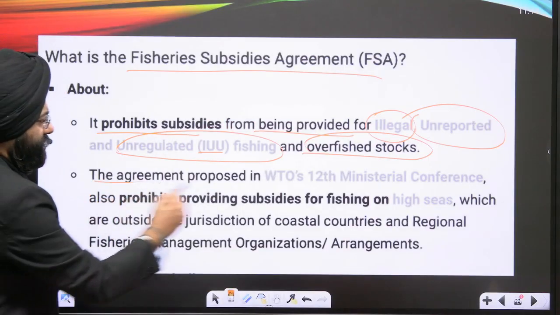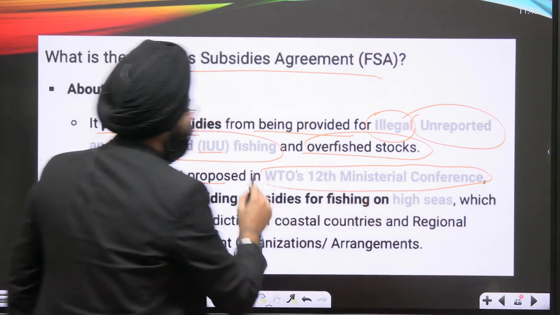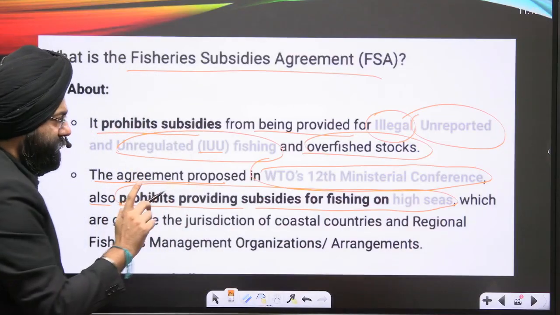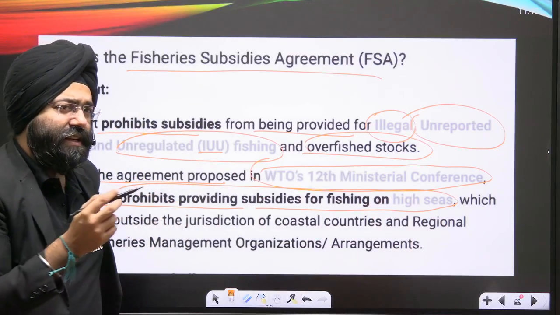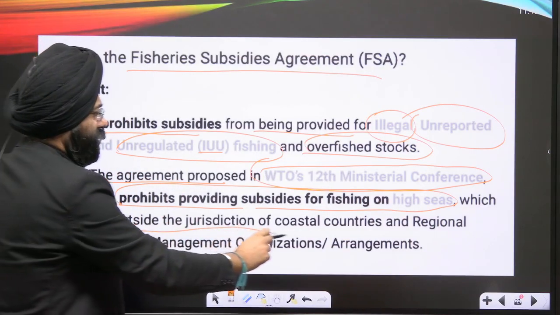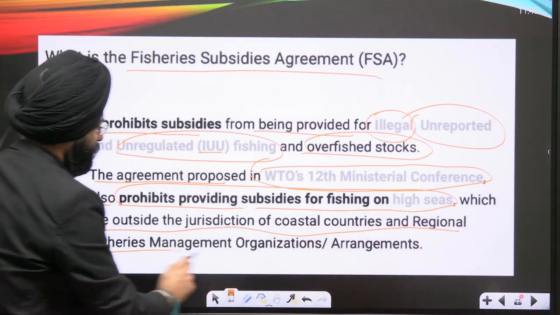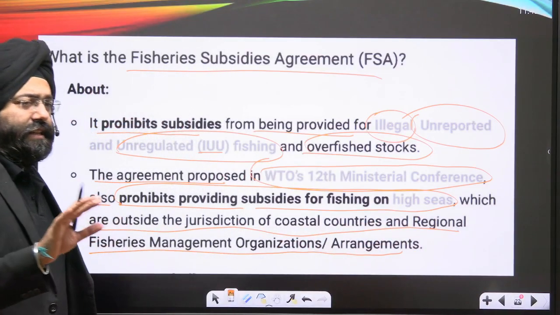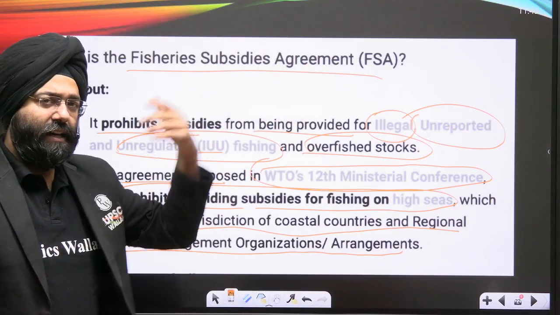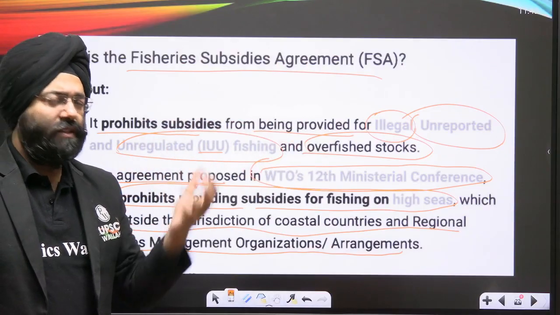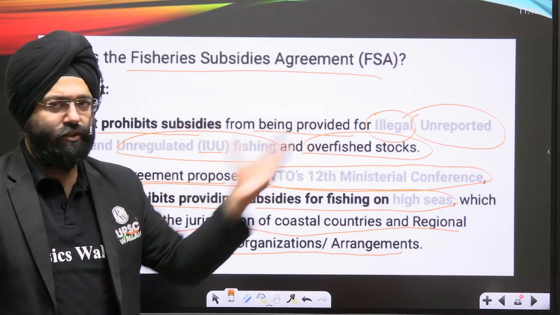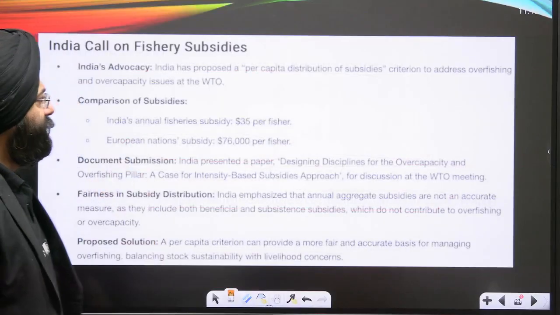Now see, the agreement proposal in the WTO's 12th Ministerial Conference, it prohibits providing subsidies for fishing in the high seas. Now it says that the proposal was that the subsidies for fishing in the high seas should be prohibited, which are outside the jurisdiction of the coastal countries and regional fisheries management organization arrangement. So now realize there is a proposal that the country should not be providing the subsidies to those in the high seas, and for that matter, regulation of the subsidy should be done. Along with it, illegal, unreported, and unregulated fishing is something that should be restricted or prohibited. Clear?